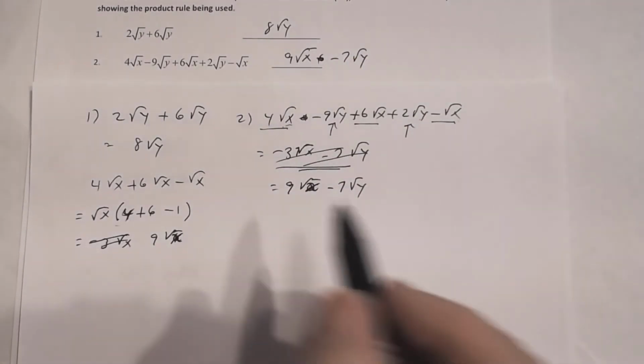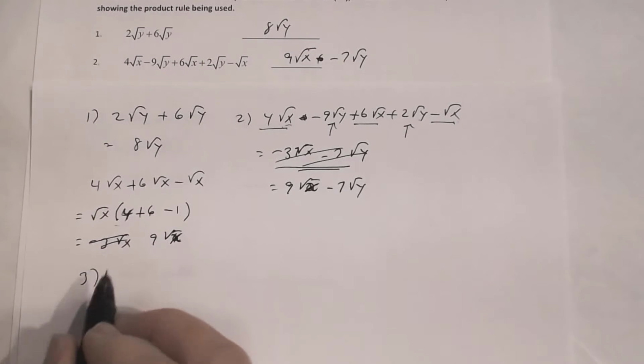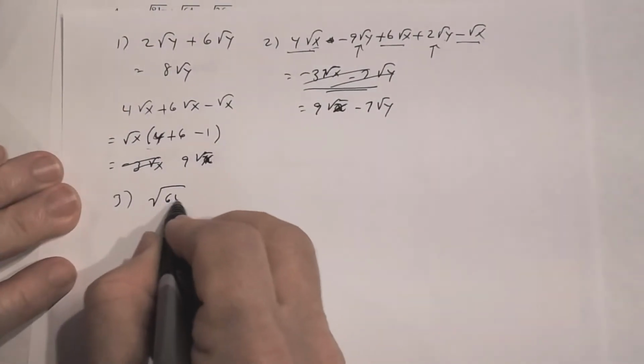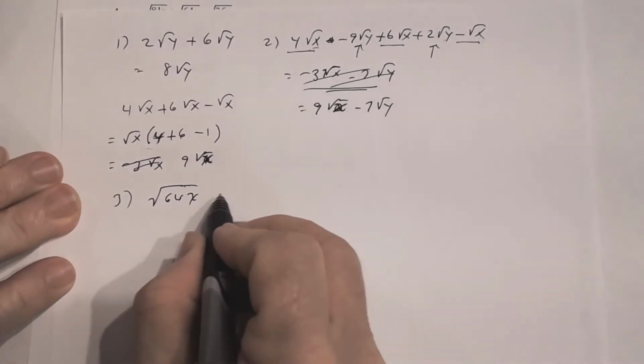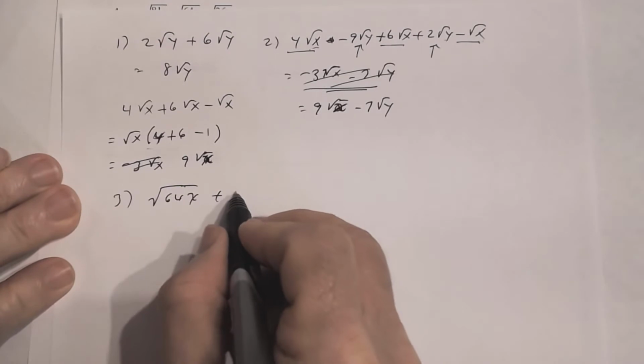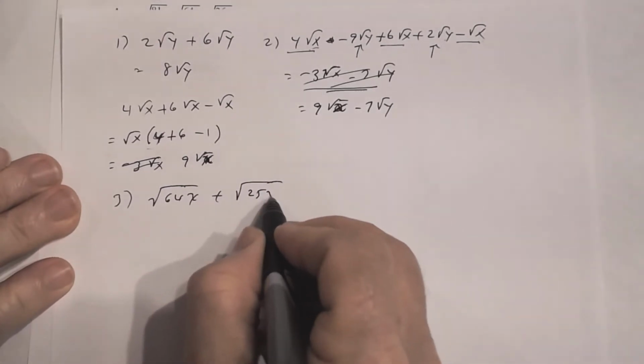All right, number 3. We have the square root of 64 times x. Notice the x is in the radical, in the radicand, plus the square root of 25 x cubed.